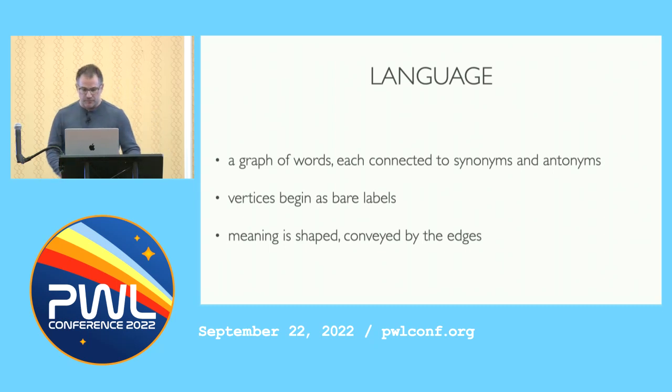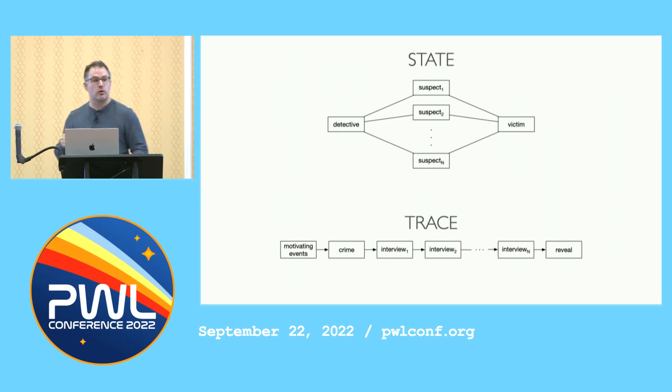And so I want to talk about a particular structure, which is the structure of a murder mystery. There are two different structures here which are interrelated. The first is the trace, which is the sequence of events in the story, right? We begin with some number of events that might have motivated a murder. Then we have the murder. Then we have a series of interviews with all the suspects. And then finally, the detective reveals whodunit, right?